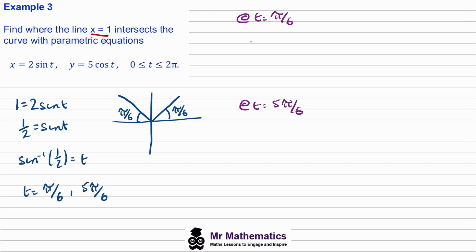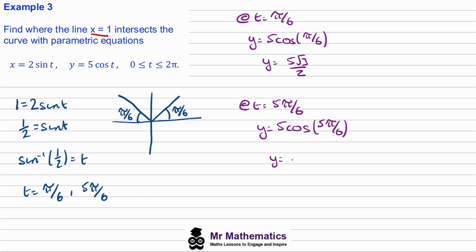So when t equals pi over 6, we know x is 1, so y will be 5 cos of pi over 6. So y will equal 5 root 3 over 2. At 5 pi over 6, we'll substitute that into our equation for y, and we'll get y equals negative 5 root 3 over 2. So the points of intersection are 1 and 5 root 3 over 2, and 1 and negative 5 root 3 over 2.